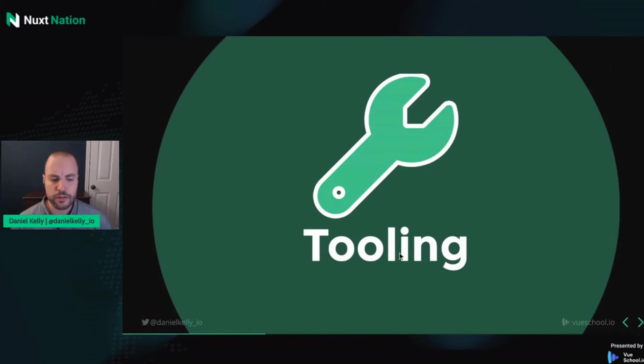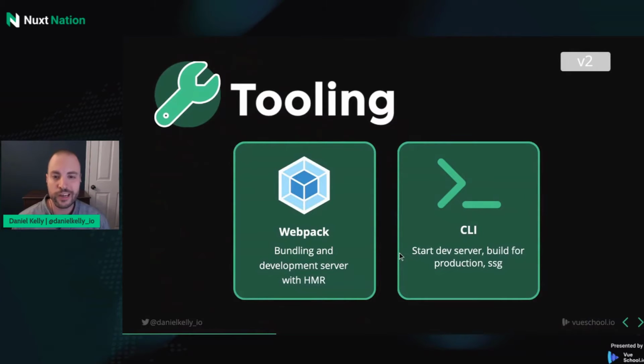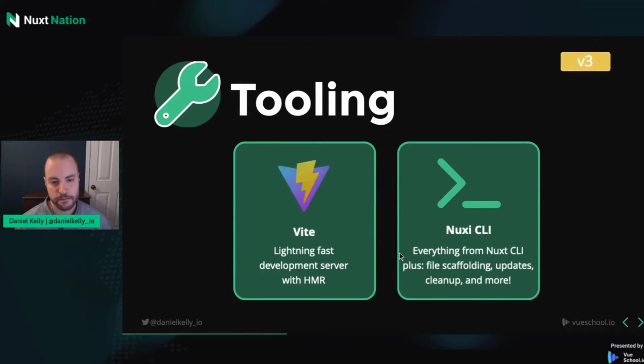All right, so let's take a look now and compare the tooling we had with Nuxt 2 to what we get in Nuxt 3. In Nuxt 2, you had Webpack for bundling and running your development server, and you had a limited CLI for doing things like booting up your dev server, building for production, generating a static site, and so on. But with Nuxt 3, now we're working with Vite under the hood for your development server.